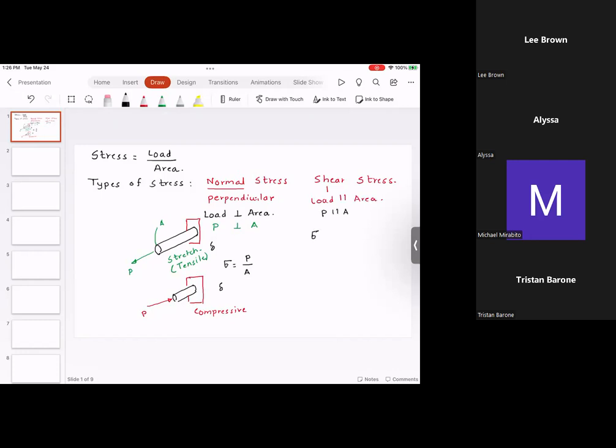Equation is the same equation, P divided by A. And then if you look at the way the component is loaded, the load would be like this.